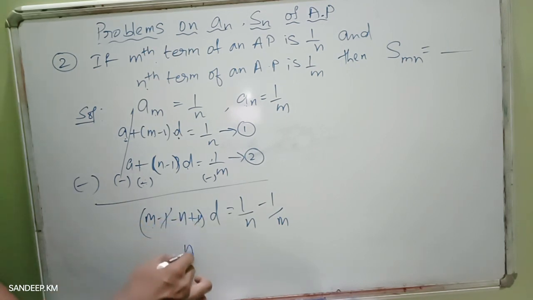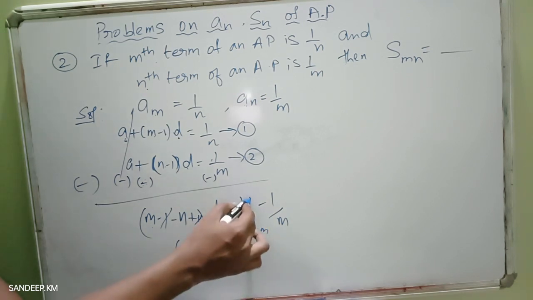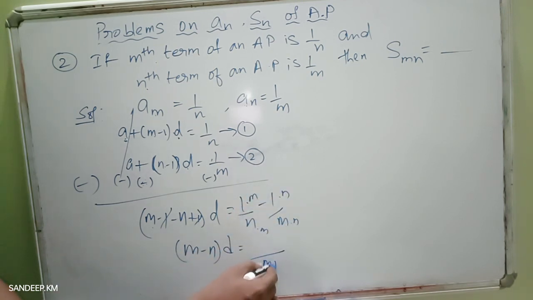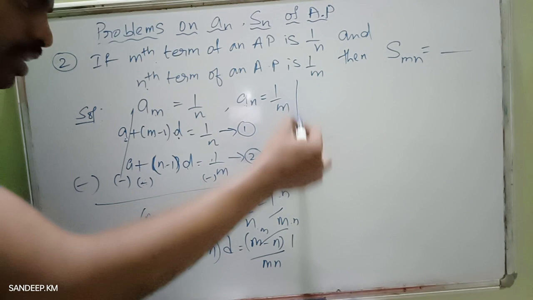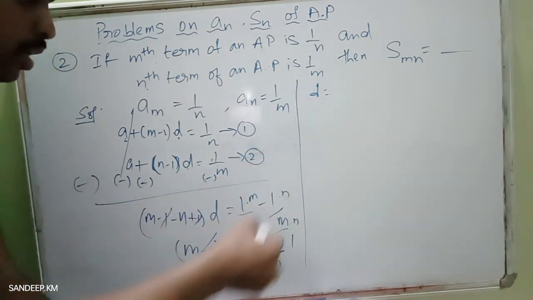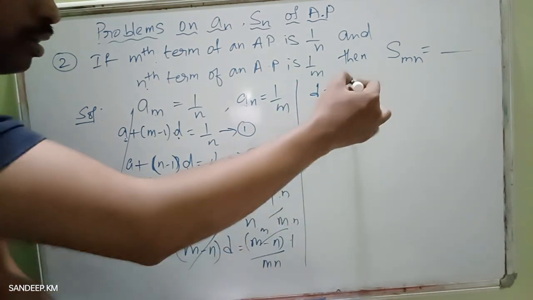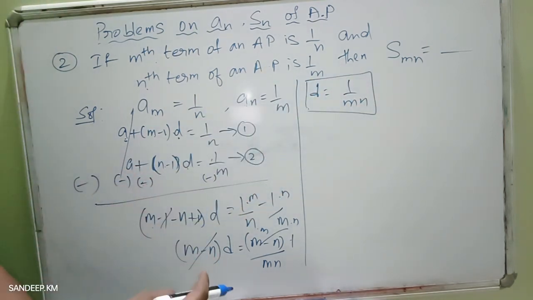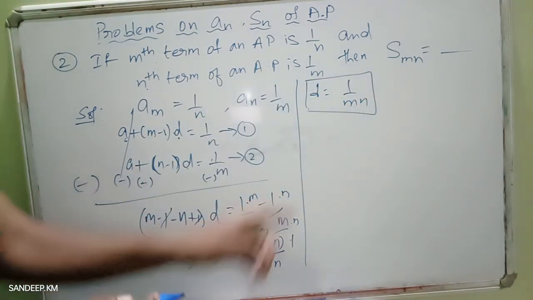I will get m minus n into d is equal to, if I take the common denominator mn, the numerator is m minus n. So m minus n and m minus n get cancelled. So therefore what is the common difference? The common difference is equal to 1 by mn. Okay, next. So I got the common difference.